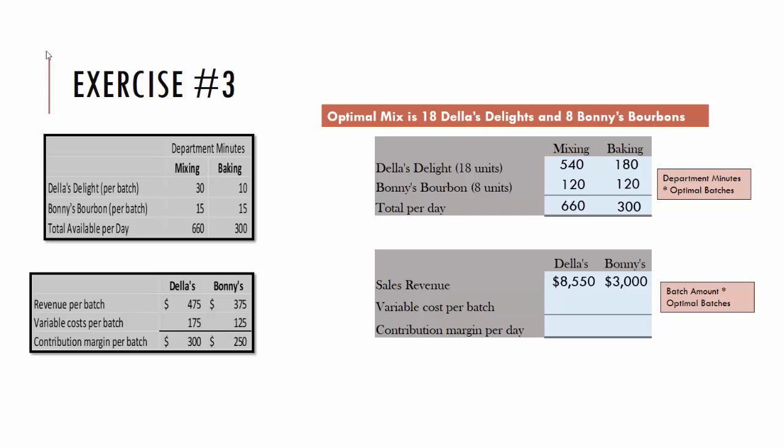We're going to do the same thing for variable cost. $175 is our cost to produce each batch of Della's. Well, if we make 18 of them, that's going to be $3,150. And using that same process, Bonnie's is going to cost us $1,000 to make those 8 batches at $125 per batch. So our contribution margin from Della's each day is going to be $5,400, and from Bonnie's it's going to be $2,000. And we're going to have a total contribution margin of $7,400. Now it seems crazy, but you can go and you can throw in any amount of numbers that you want. You will never find a higher contribution margin without exceeding the minute constraints for either of the two departments.